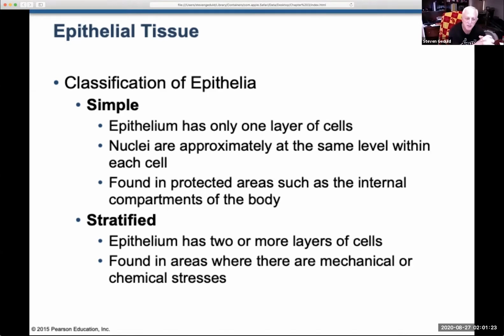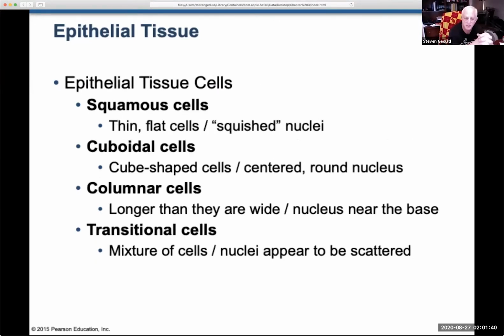That's where simple is. Stratified is found in areas where there are mechanical or chemical stresses. That's where your stratified epithelium would be: the outside of your skin, your digestive tract where your food is going in, your esophagus, where you're getting trauma all the time. It's there to protect it.